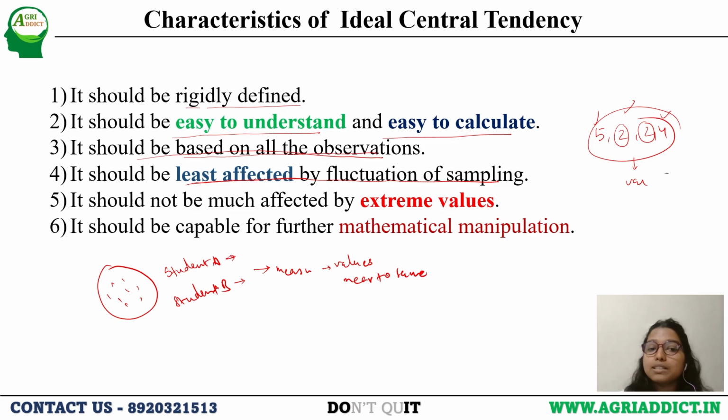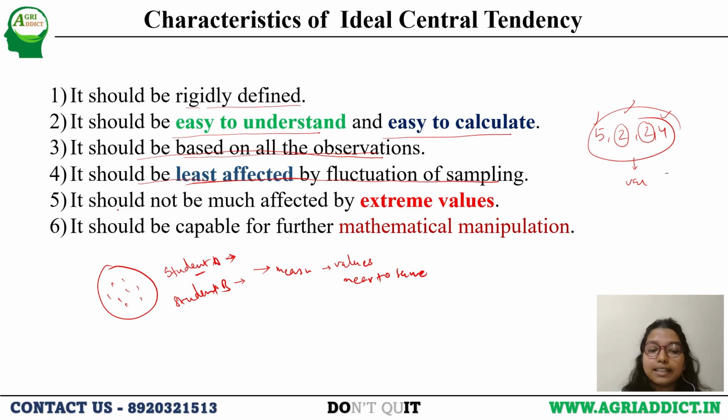Because if two persons are doing the same work, then the efficiency or maybe some difference will be there. Some error will be there between these two. So there might be fluctuation in sampling. So the observations will be different, and the results will be different if the central tendency is not ideal. But here, what we are considering is it should be least affected by the fluctuation of sampling.